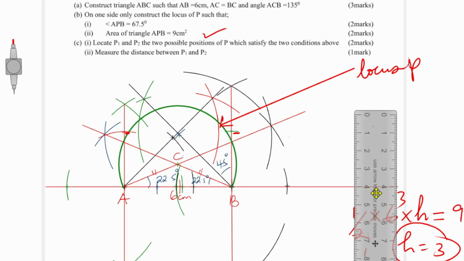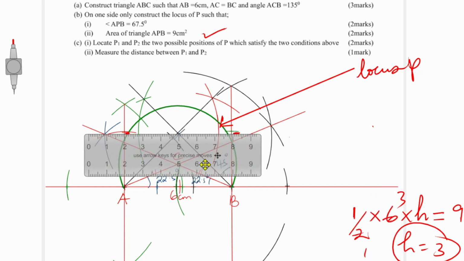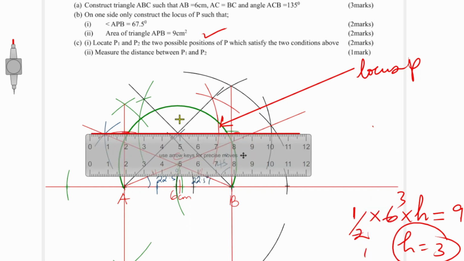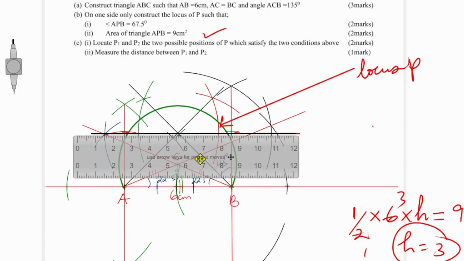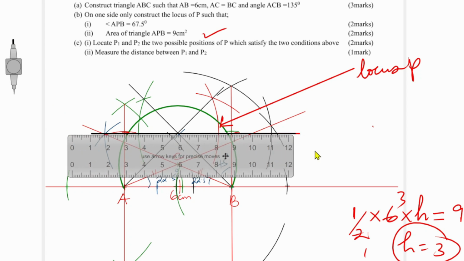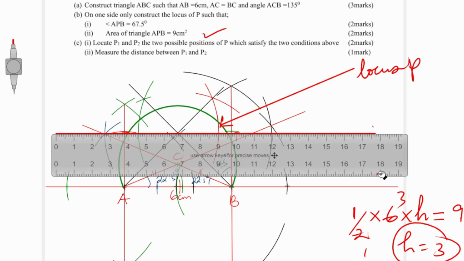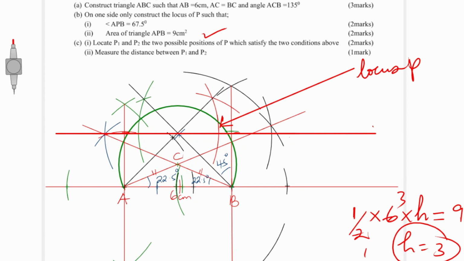After doing that, now you can join. So that is the line. You can extend that line so that you can see it properly. So the line is there. And now the positions of P will be here and here. Let me indicate the positions of P. This will be P1, and this one here will be P2. So now you have located the positions.